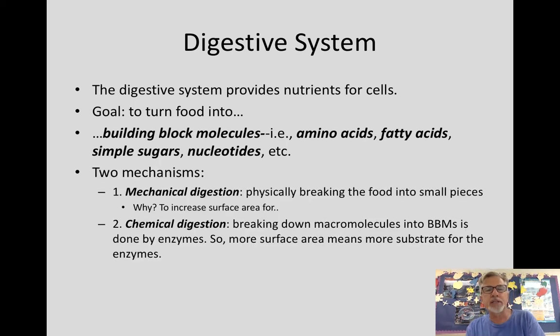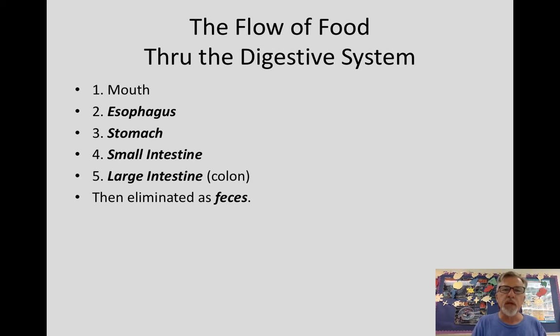There are two ways that the digestive system does this. One is by mechanical breakdown, physically breaking the food into smaller pieces. So why would you want to do that? Well, you increase the surface area when you do that. So why do you want to increase the surface area? For chemical digestion, which is the second method of turning food into building block molecules. So chemical digestion is the breaking down of the large macromolecules in the food into the building block molecules, and that's done by enzymes. And so the more surface area of the food means the more substrate that is available for the enzymes.